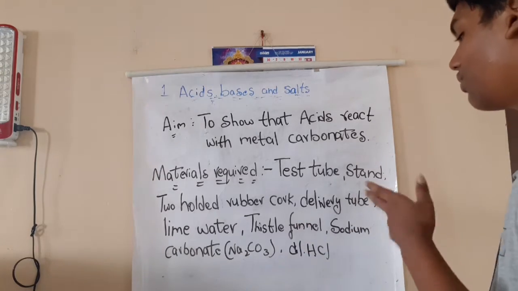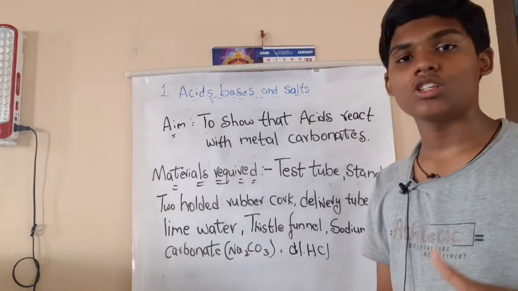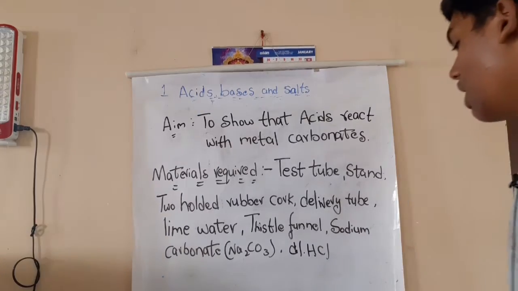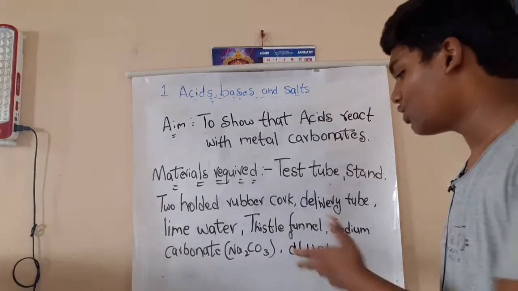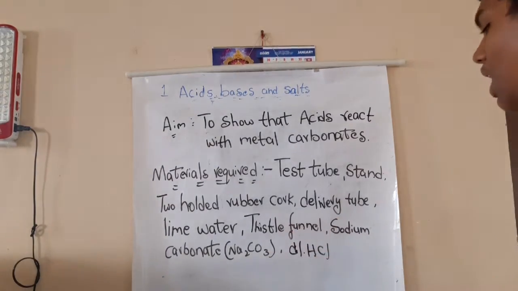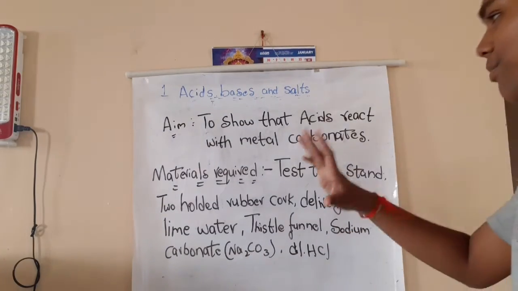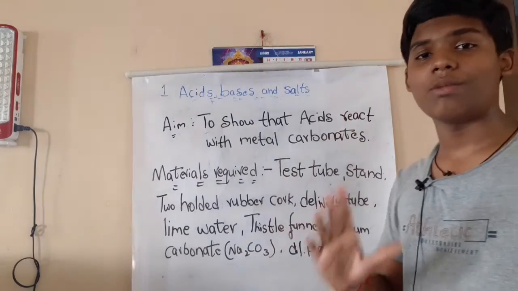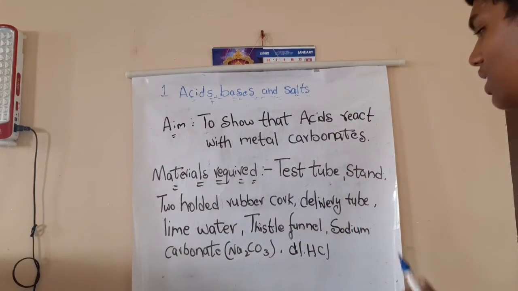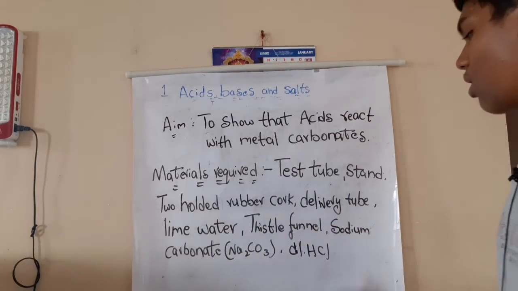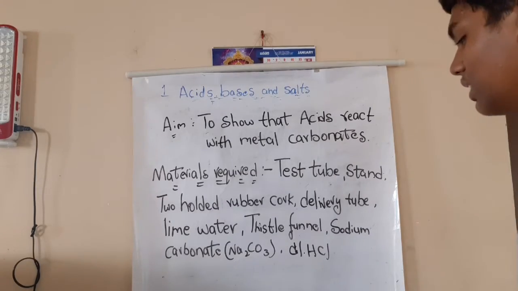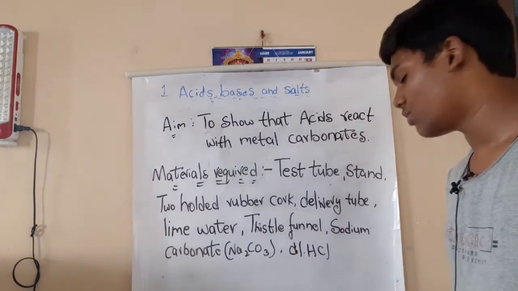So what is a Thistle funnel? It is used to pour some amount of acid. Okay, and sodium carbonate, Na2CO3, and dilute HCl. So what is the aim? To show that acids react with metal carbonates. What are the materials? Test tube, stand, two hollowed rubber corks, delivery tube, lime water, Thistle funnel, sodium carbonate, Na2CO3, and dilute HCl.